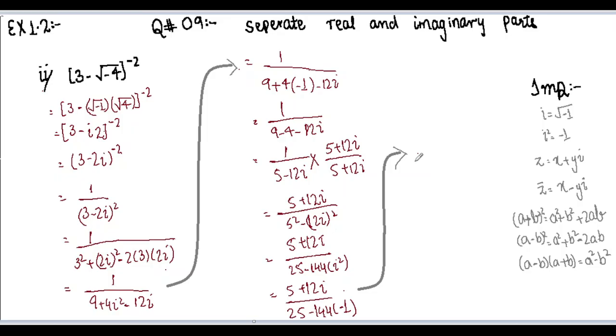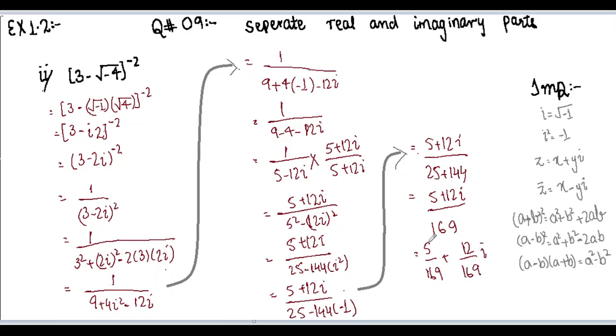Now moving towards the next step, we have 5 plus 12 iota divided by 25 plus 144, because negative and negative makes positive. 25 plus 144 gives us 169, which equals 5 by 169 plus 12 by 169 iota. Now we know that this is the real part and this is the imaginary part.